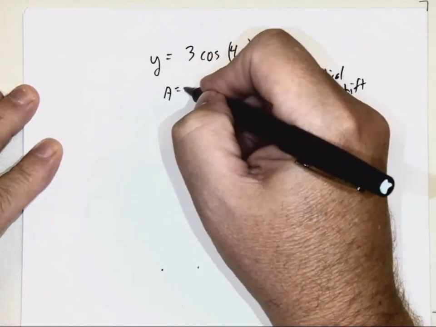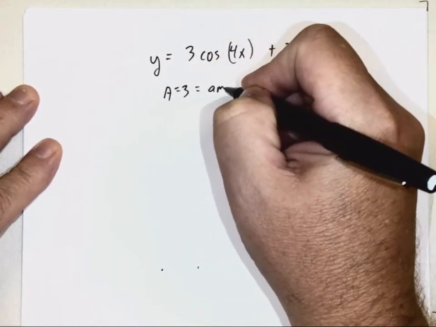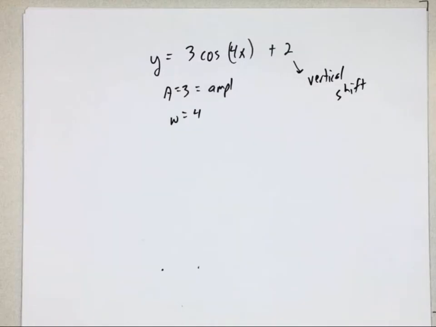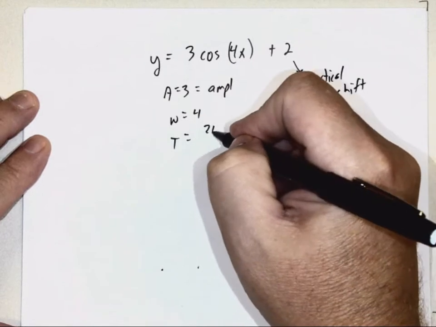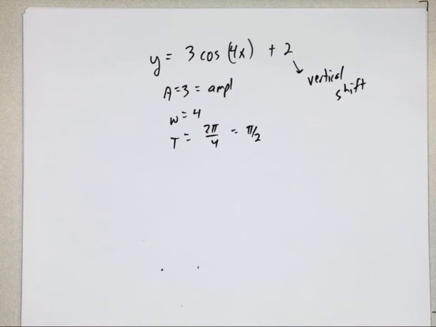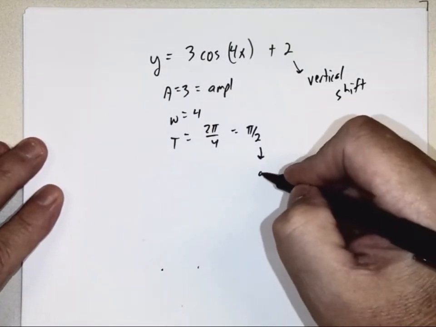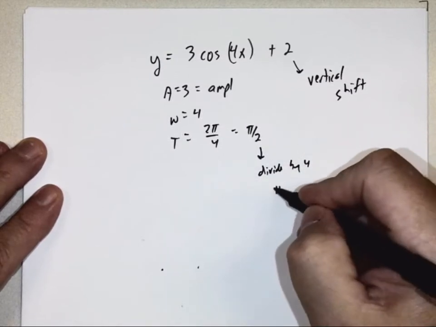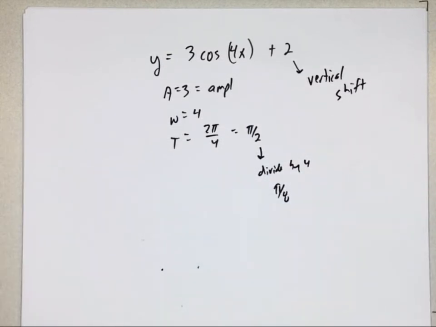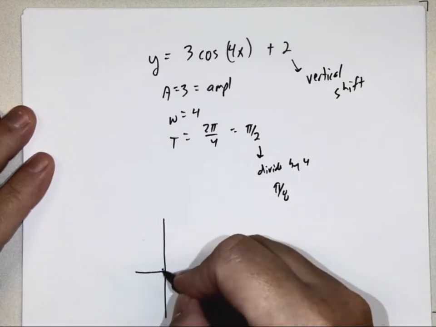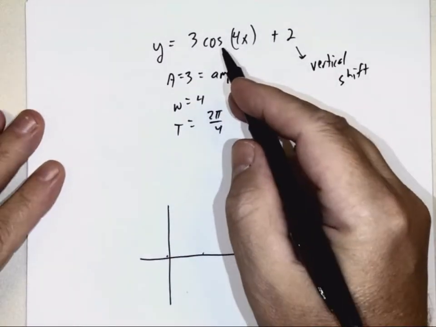So A is 3, which is my amplitude. Omega is 4, so the period is 2 pi over 4, which is pi over 2. And if I divide by 4, so actually pi over 8 is going to be my steps for my graph. So let's go ahead and draw my graph. Once again, it's a cosine.